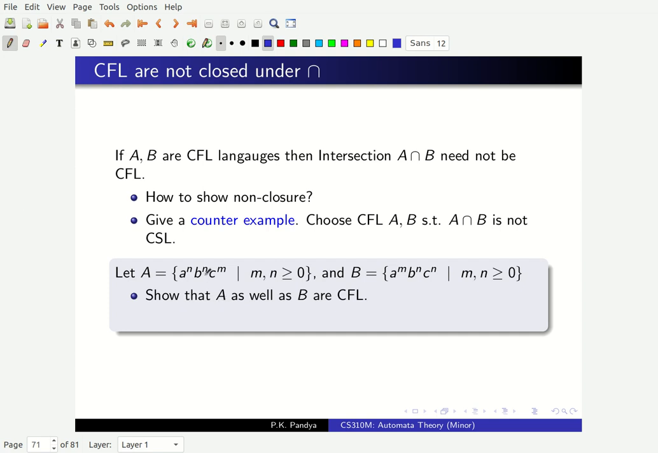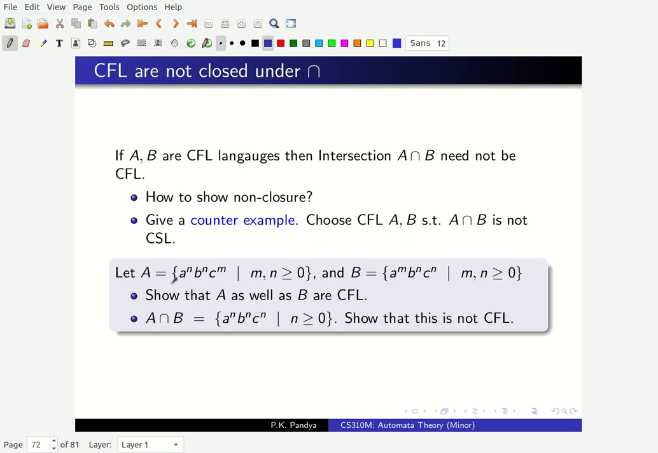What we have to show is that languages A and B are CFL. So the exercise is to give grammars. Give a CFG for the language A and a CFG for the language B, and that's a homework exercise for you. Then we know that these two languages are context free.